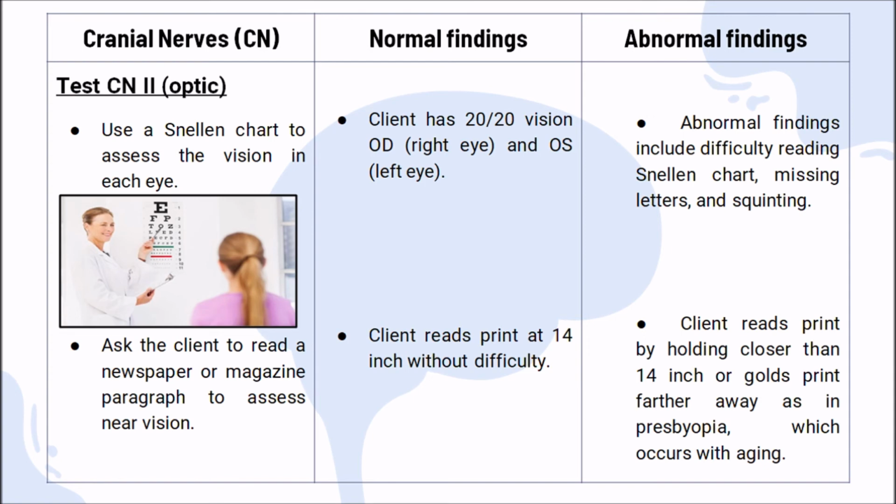Second, ask the client to read a newspaper or magazine paragraph to assess near vision. Normal findings, client reads print at 14 inches without difficulty. Abnormal findings, client reads print by holding closer than 14 inches or holds print farther away, as in presbyopia, which occurs with aging.